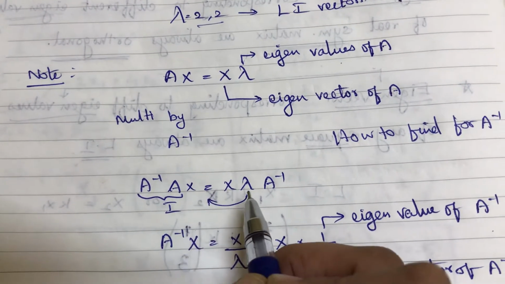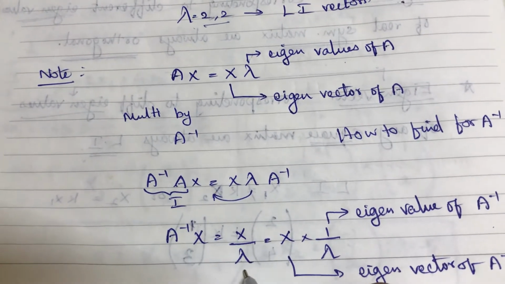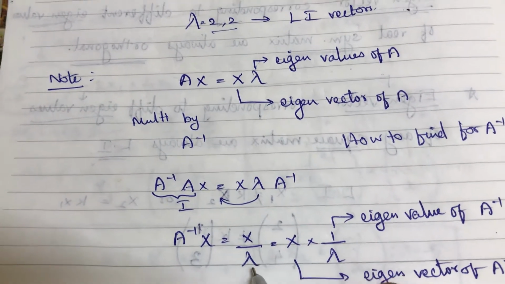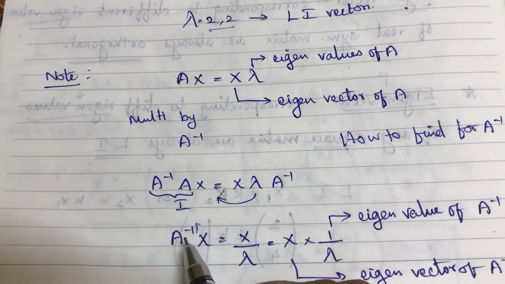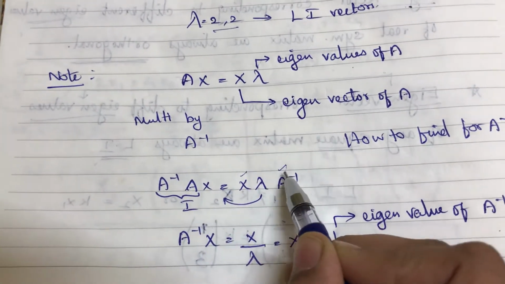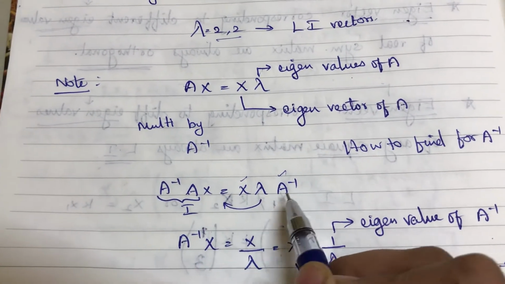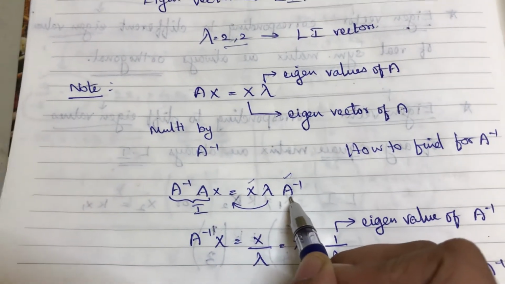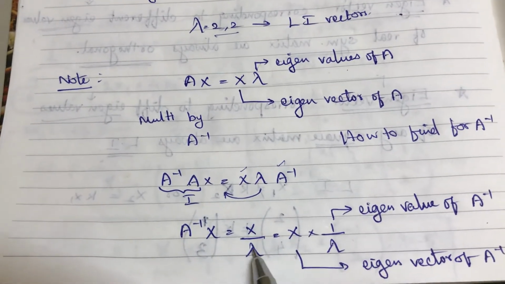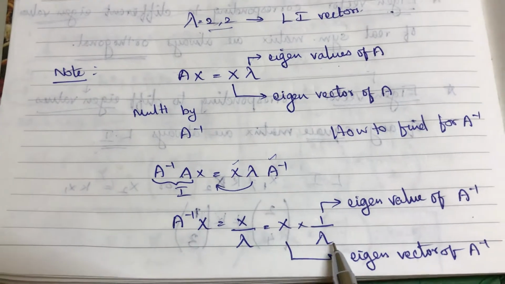So X, just bring this lambda here. X by lambda is equal to A inverse into X. Here you can see X, A inverse, the lambda will come down. So X by lambda is equal to A inverse X. What is X by lambda? Just separate it: X into 1 by lambda.